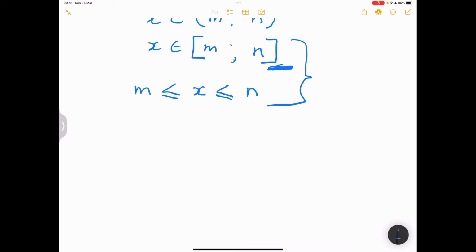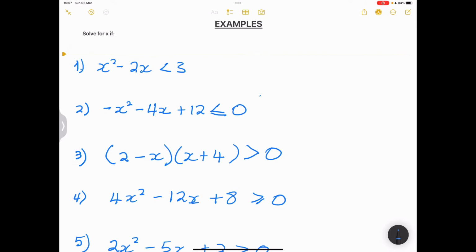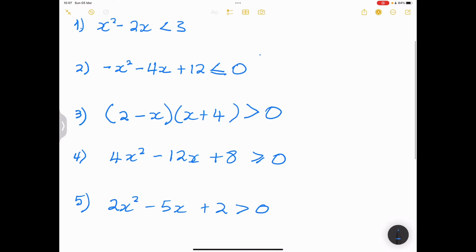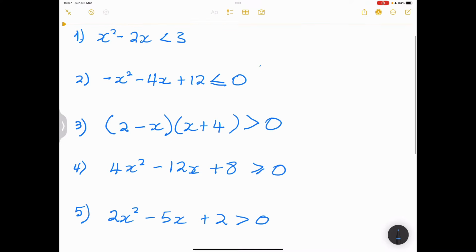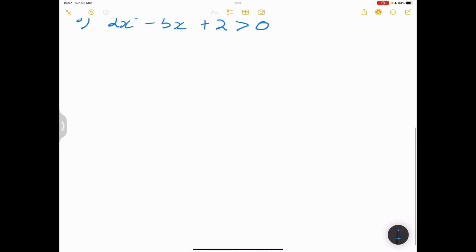Let's look at some examples on how we're going to solve this. All right, now let's look at the following examples. So they say solve for x if, so we start with example 1. We're going to follow all of these examples and try to do them together. So the first one, we're working on the solution.